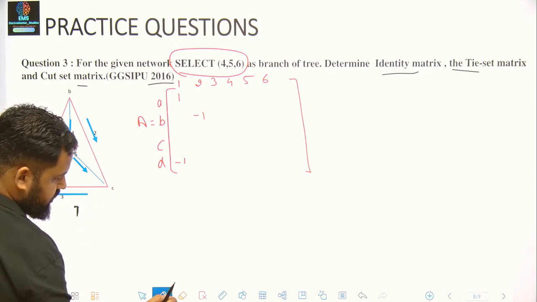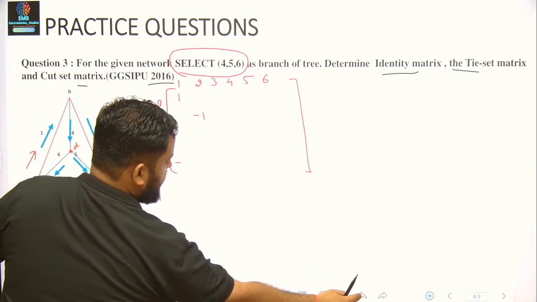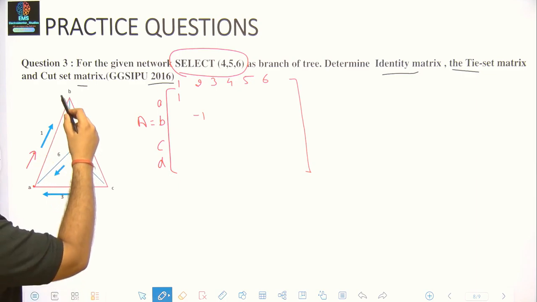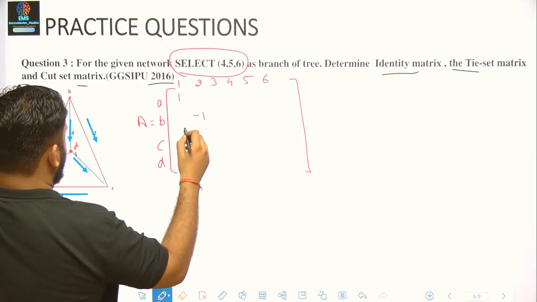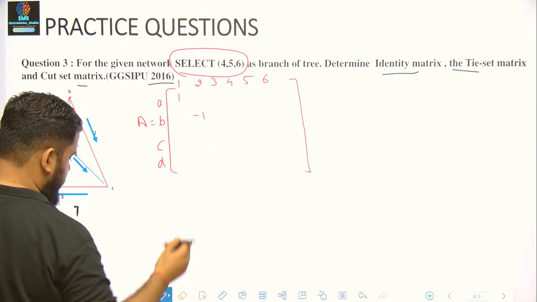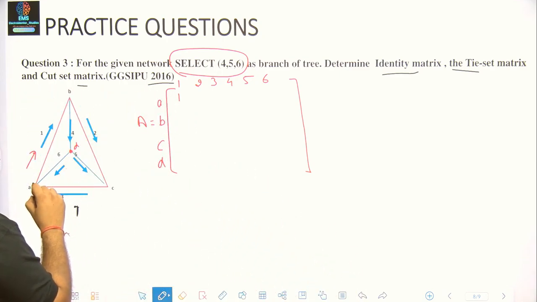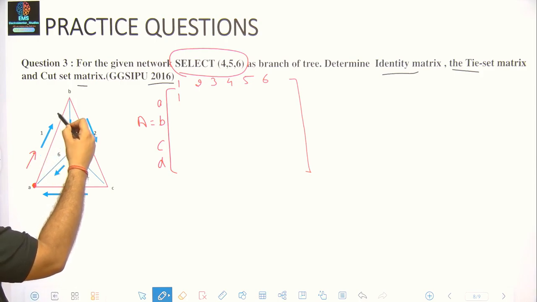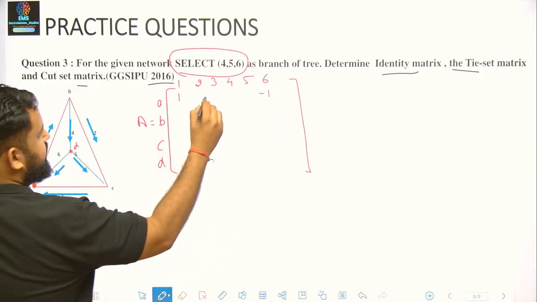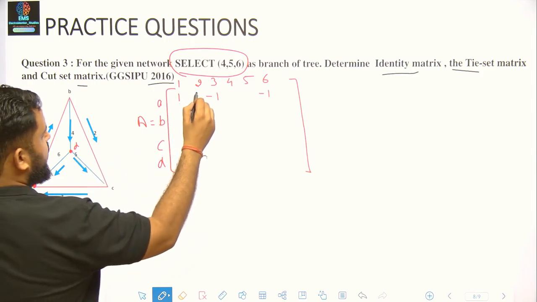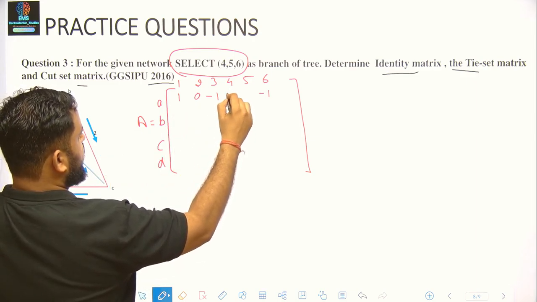Okay, sorry, by mistake, let's go with this flow again. For A, 1 is outgoing. 6 is incoming. 3 is incoming. 2 has got no relation with A. And 4 and 5 have got no relation with A.